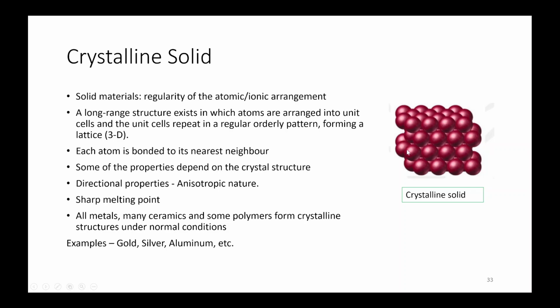For example, in this direction and this direction, they will have different strength or different tensile strength, or these types of properties will be different. Sharp melting point. So these have different melting points, and all metals, many ceramics and some polymers form crystalline structures. Polymers also have some crystalline structures in between, not entirely crystalline, but some part of it will be crystalline. And examples are gold, silver, aluminium, etc.